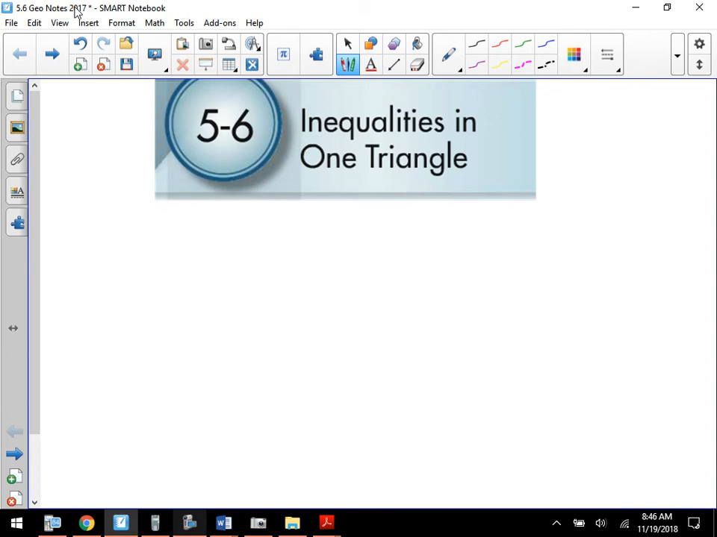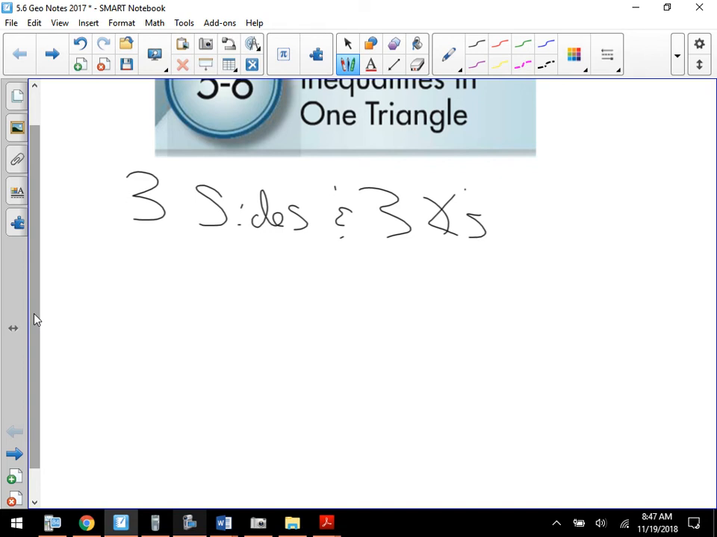So what happens here is, in a triangle, how many sides do you have? There are 3 sides and 3 angles. Now, you guys remember what a scalene triangle is? No sides are equal. So for this example, I'm looking at what's called a scalene triangle. That means that all sides are different.